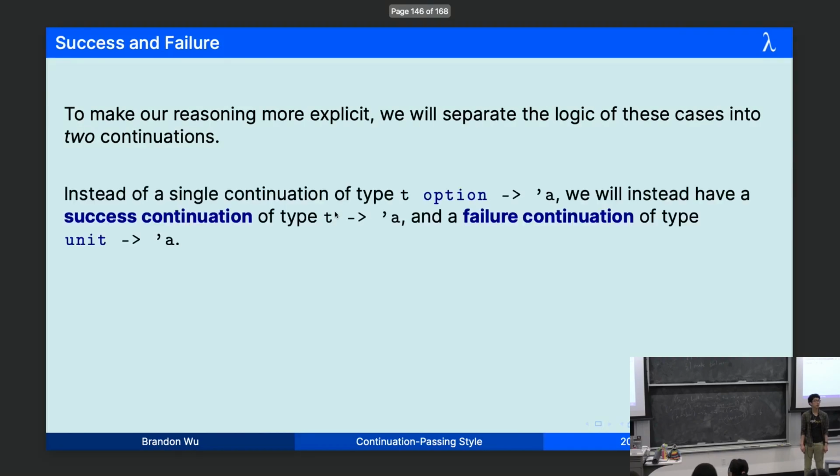And I defined it for you there, okay? Success continuation of type the return type to alpha, and then failure continuation of unit to alpha.